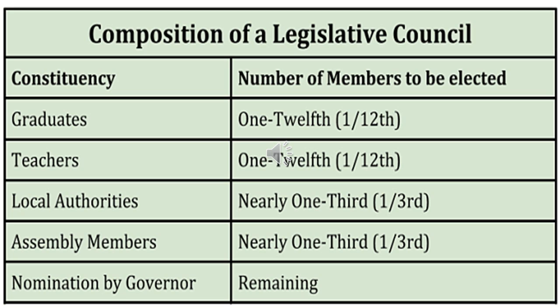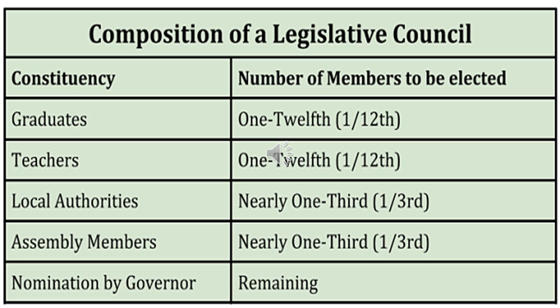How can the members of the legislative council be elected? Legislative assembly members were elected directly by the people of the particular state. Then the council, how are the members elected? One third of the members are elected by the local bodies, that is by the panchayats and municipalities.